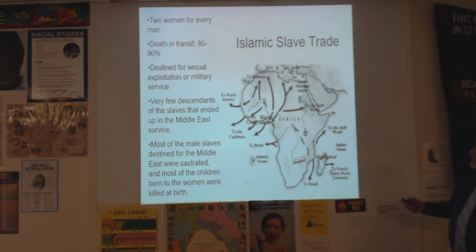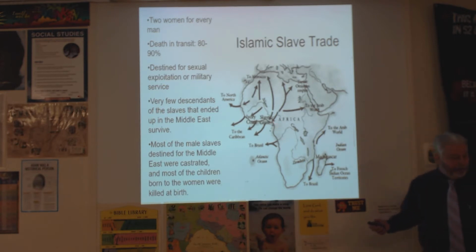The death in transit was 80 to 90%. So if you're captured as a slave, and you've got a choice, which you don't, you'd much rather be sent to America than with the Arabs, because it's very likely you're going to die if you go with the Arabs. And they were destined for sexual exploitation, the males for military service. They had forced them to be soldiers. Again, they're doing the same thing today.